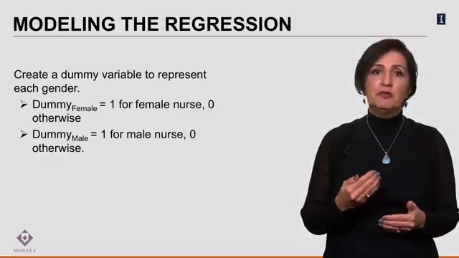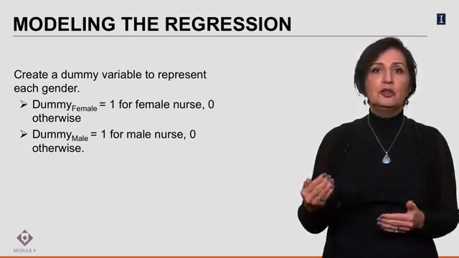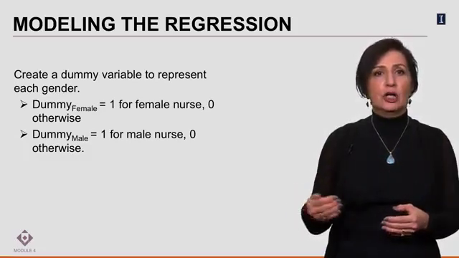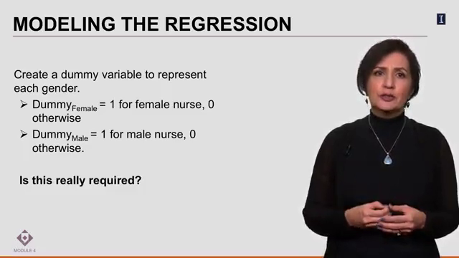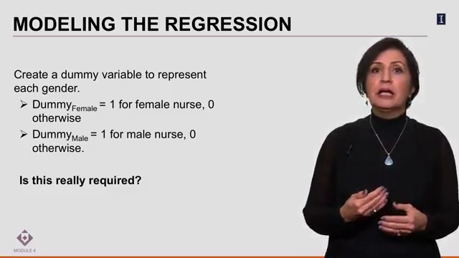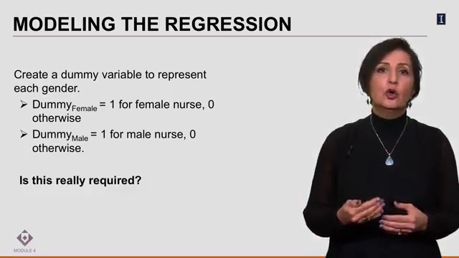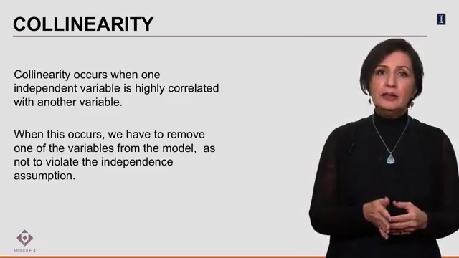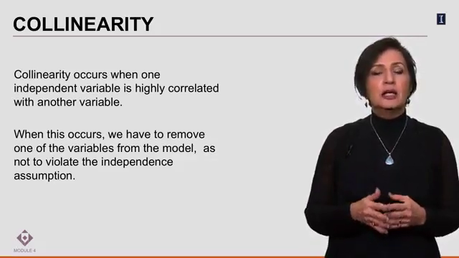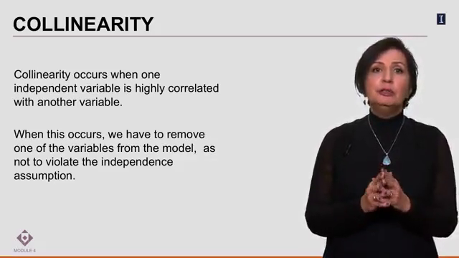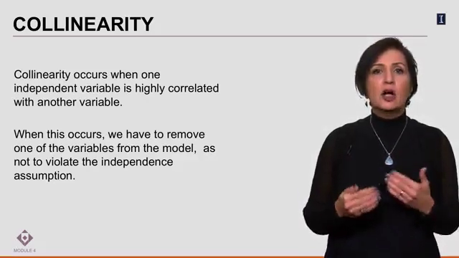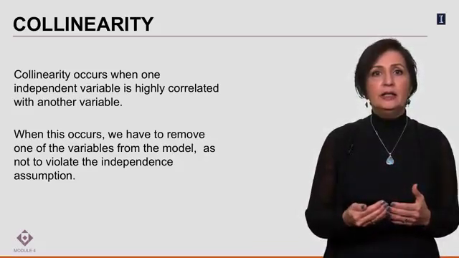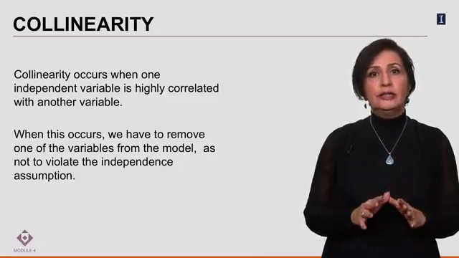For example, I can have a dummy female, which I can set to 1 for a female nurse and 0 otherwise, and a dummy male, which is equal to 1 for male nurses and 0 otherwise. But is this really how we should do this? The answer is no. And let me explain why by explaining what is known as collinearity. In multiple regression, collinearity occurs when one independent variable is highly correlated with another variable. When this occurs, we have to remove one of the variables from the model so as not to violate the independence assumption. The way we created our dummy variables in the last slide for our nurses' gender will cause collinearity, and this is why.